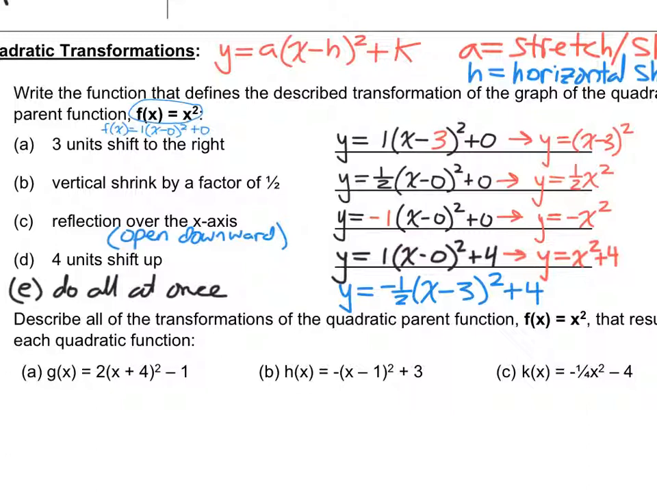All right. So A through D are your itemized, and E is the new problem where you put it all together. And I'll take that as a typo from somebody.